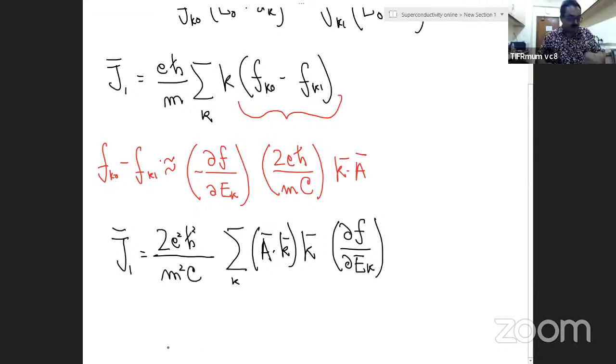But then calculating this is non-trivial. I have to calculate this sum here. And what I will do is, let me divide the problem into shells. So I will first do this sum for a particular shell, a particular constant energy contour, which means the following.